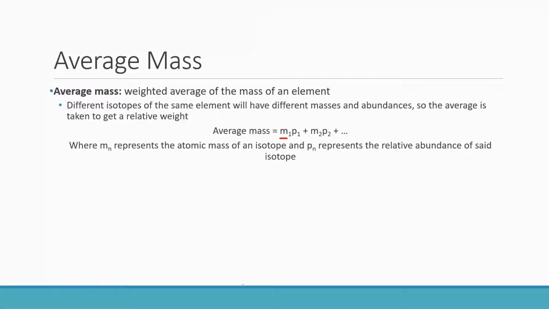Now, our m values, at least in this formula, m1 and m2, are going to represent the atomic masses of each and every isotope. That's easy enough. Obviously, if we have a third isotope, then that would just be labeled as m3. Now our p values, our p sub 1 and our p sub 2, are going to be the abundances of each isotope. So whatever the abundance of the first isotope is, that will be the p1 value. Whatever the abundance of the second isotope is, that will be the p2 value.